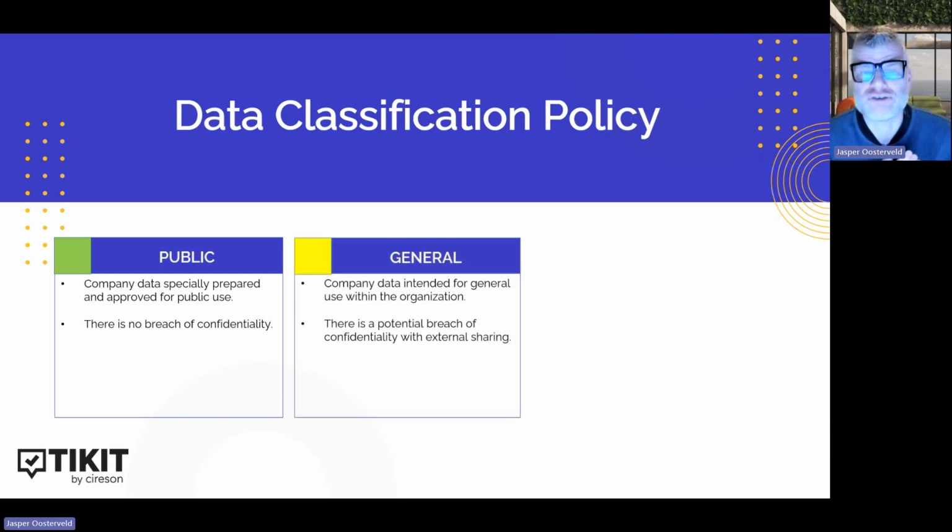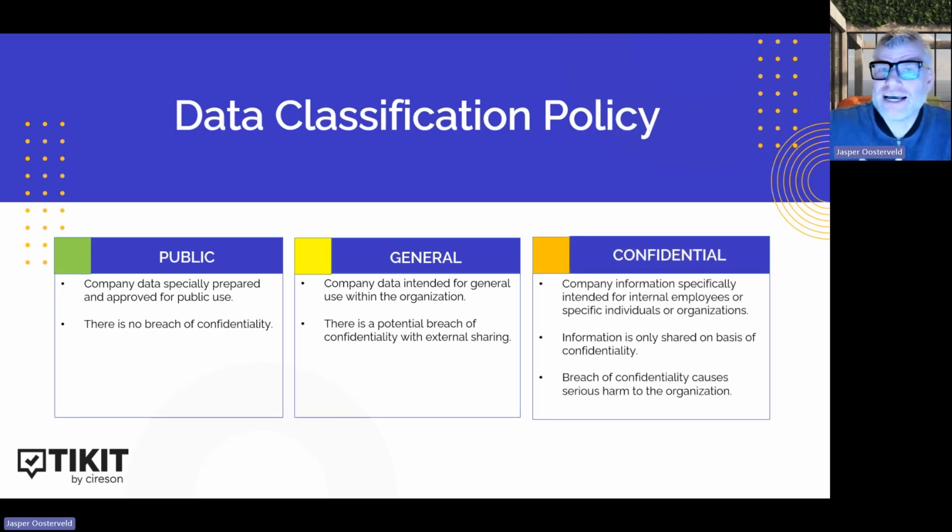Then, of course, you come to general data. This is data that's often intended for internal use. And again, there can be a potential breach of confidentiality with external sharing. This can happen. So what we then advise is to also create a classification policy called confidential. On one hand, you can have confidential internal. This basically means that the document stored in Teams is only intended for your organization. So if this is classified as confidential internal, it should never be shared externally.